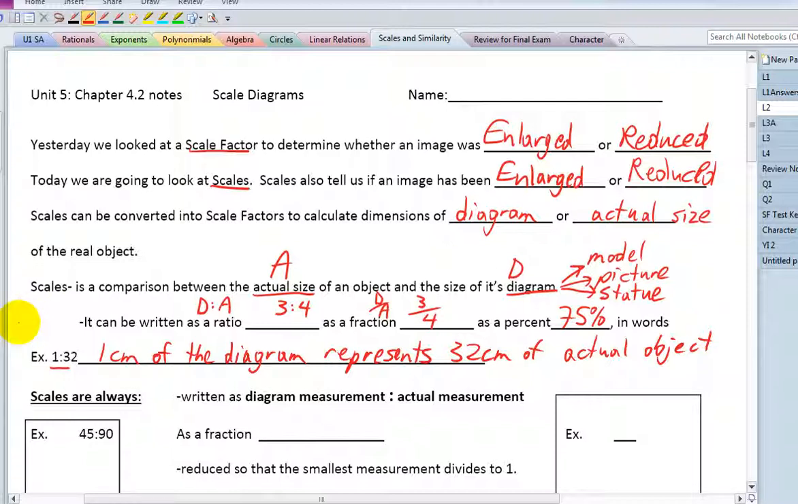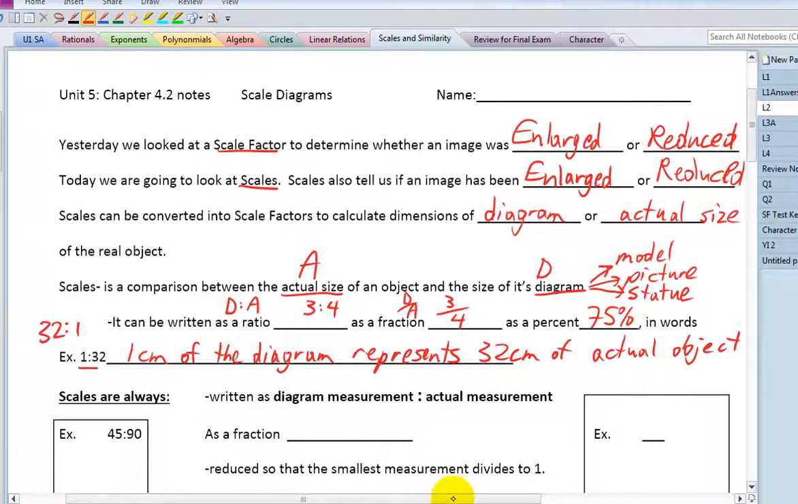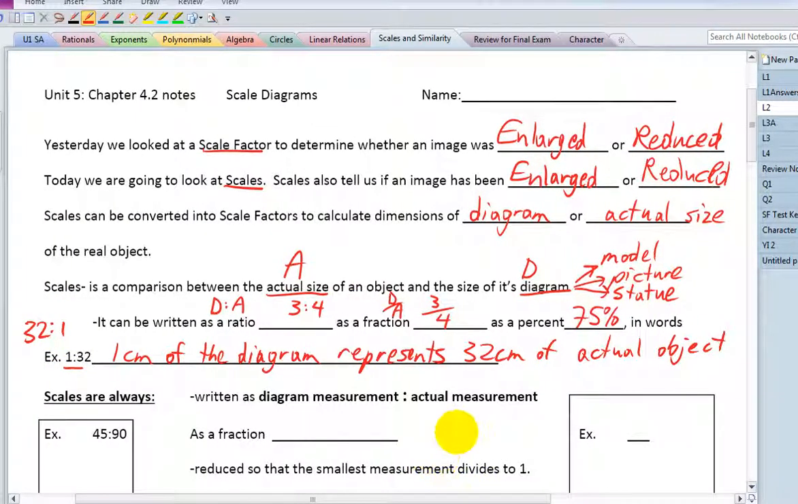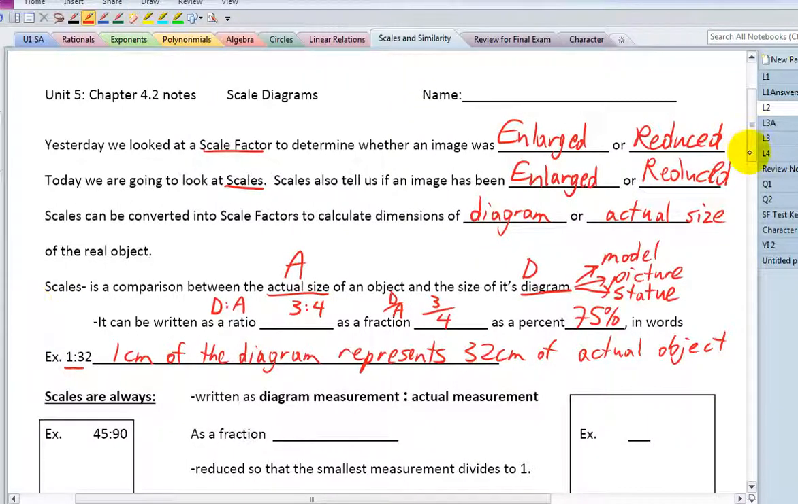If that number was reversed, 32 to 1, that means the picture is a lot larger than the actual object. So that would be like maybe a big picture of a fly. Anything we look at through a microscope would be like that.